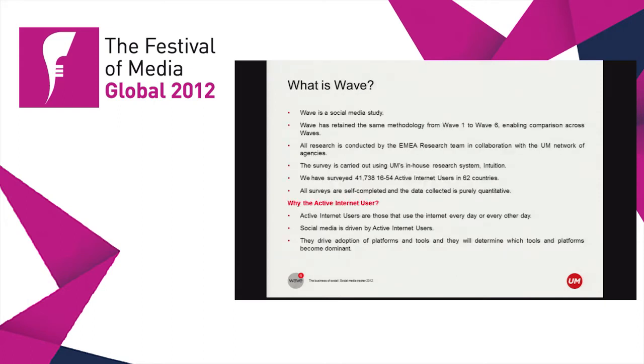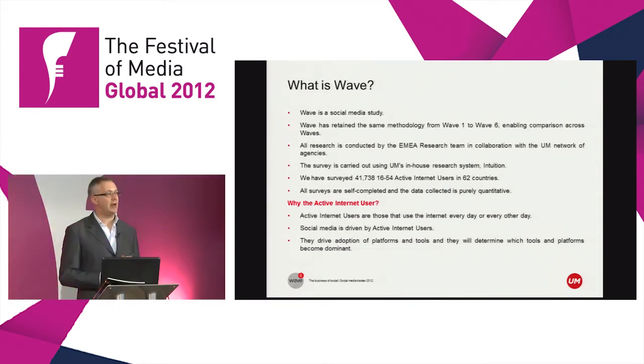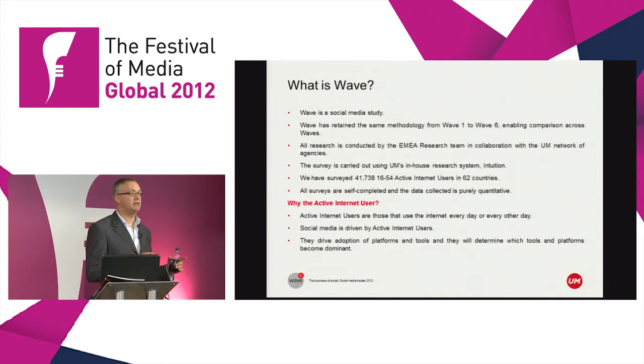In terms of the methodology for Wave, it's an annual survey, so we do one study a year. As I say, we started in 2006, and I'll talk a bit about the background of that in a minute. What we do is we do it online, so it's an online self-completion survey. It's the same methodology every year, and the reason we do that is so that we can compare results year on year, and we can see what the big changes are.